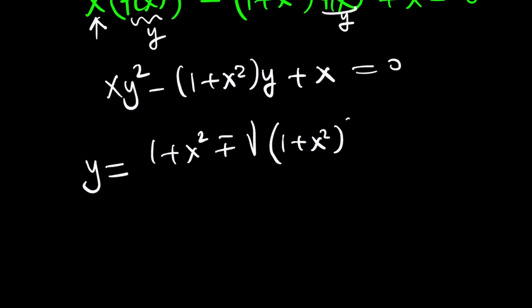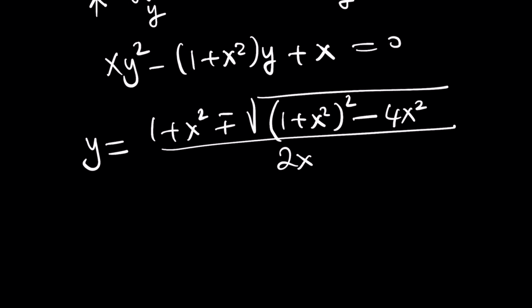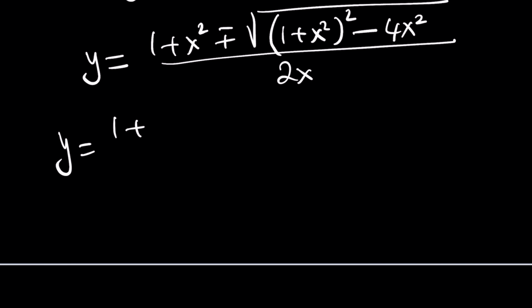That's going to give us a quartic, minus 4ac, which is 4x squared. Beautiful. This should give us something meaningful, right? Hopefully. From here, we get 1 plus x squared plus minus. Inside, let's find out what it is. 1 plus x to the fourth minus 2x squared minus 4x squared. Uh-oh, that didn't work well.